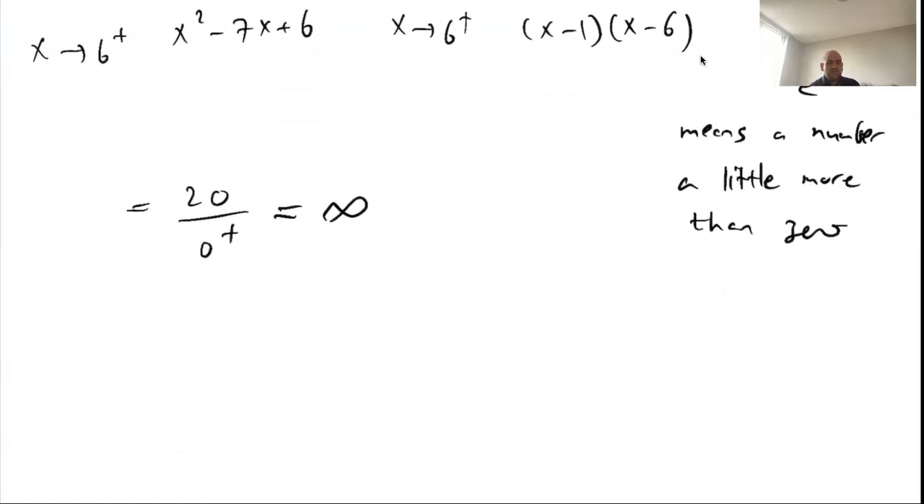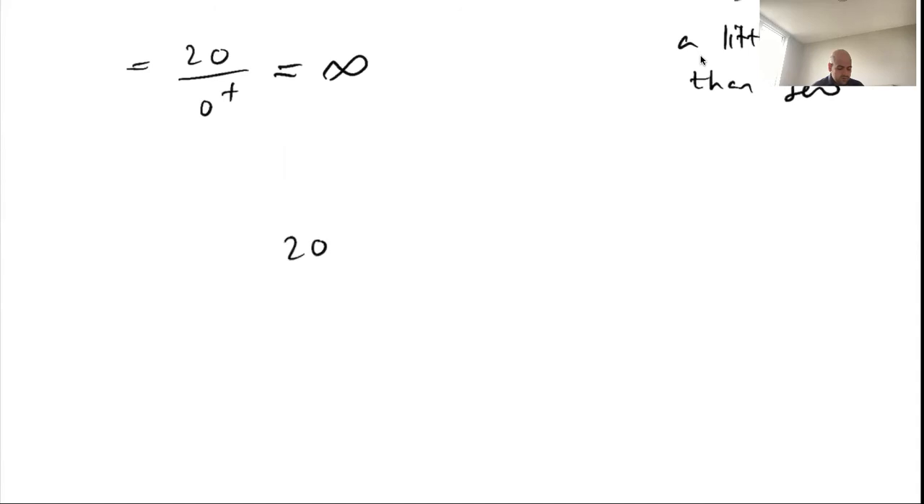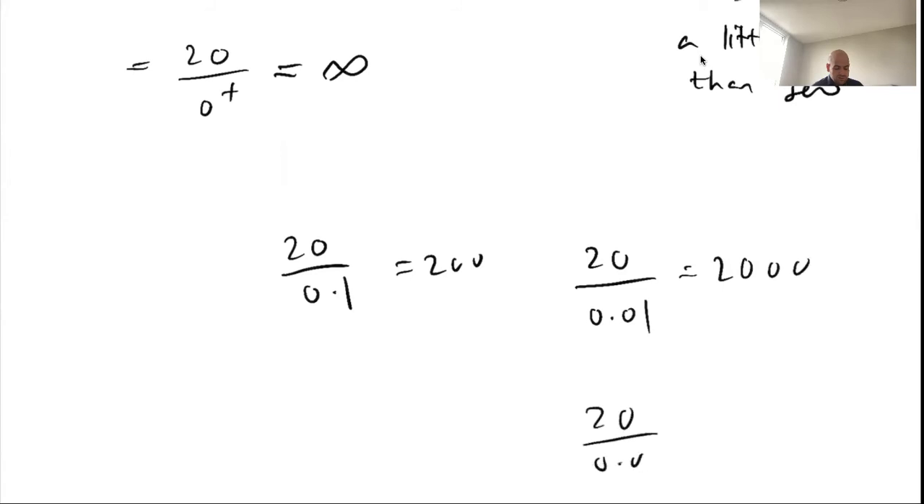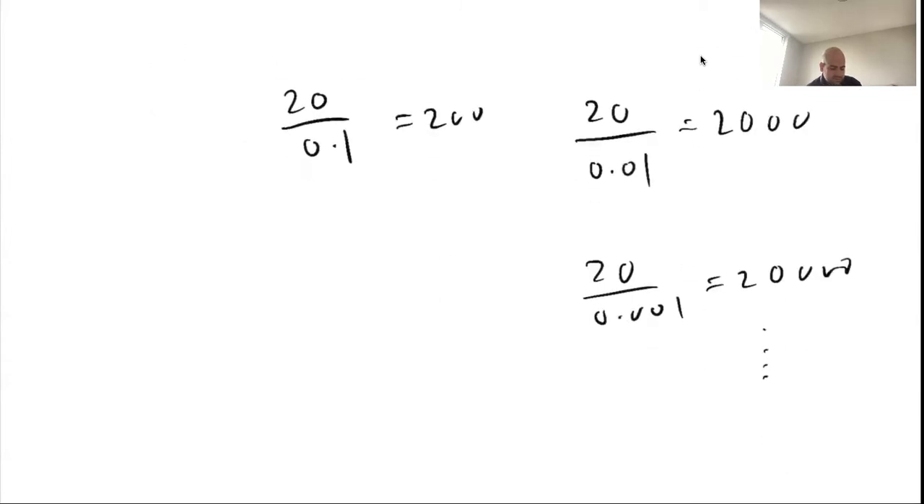Why is 20 over 0 plus infinity? 20 over 0 plus means a very small number but positive. For example, 20 over 0.1, that's 200. Or 20 over 0.01, this is 2000. 20 over 0.001, this is 20,000, and so on. So see, as the denominator gets closer and closer to 0, the output becomes larger and larger. So that's why 20 over 0 plus will be infinity.